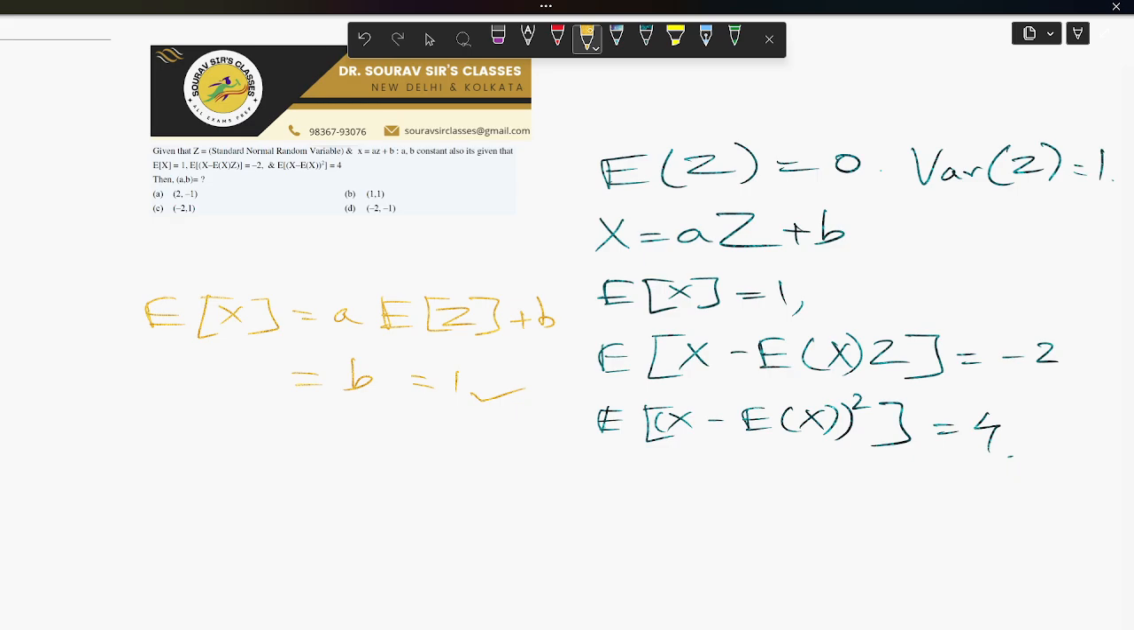Okay, so now step 2: the expectation of (X minus expectation of X) into Z. Now as our X is equal to aZ plus b, the expectation of X equals b equals 1. So we can write X minus expectation of X is equal to aZ plus b minus b, which is equal to aZ.